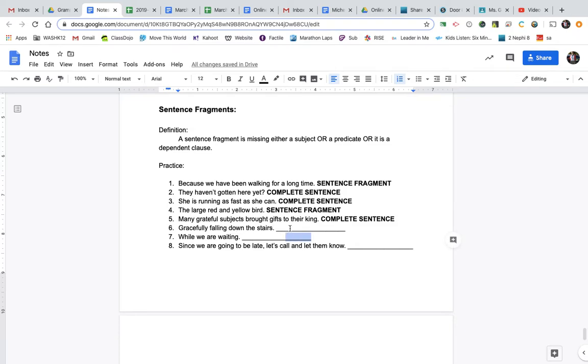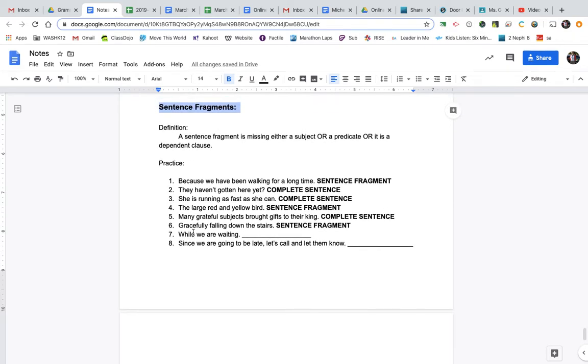Gracefully falling down the stairs. This is a sentence fragment. The reason it's a sentence fragment is because we don't have a subject. Who is gracefully falling down the stairs? We have the predicate, what they're doing, but we don't have anybody or anything that's doing it. Therefore, it is missing a subject. Therefore, it is a sentence fragment because the definition is that it's either missing a subject or a predicate or it's a dependent clause.